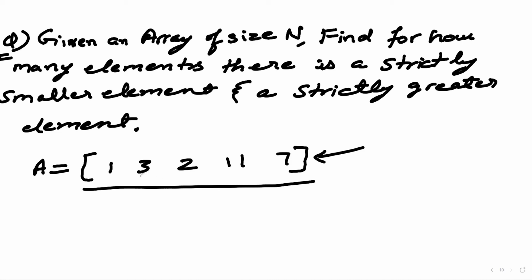We have 3 elements: 3, 2, and 7, because 1 does not have any element which is smaller than it, and 11 does not have any element which is greater than it. So we need to find the number of elements which have both a strictly greater and a strictly smaller element.